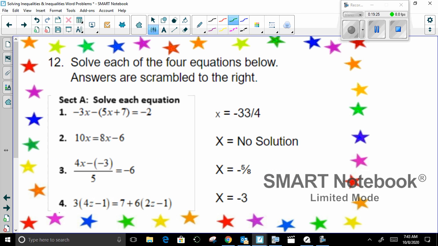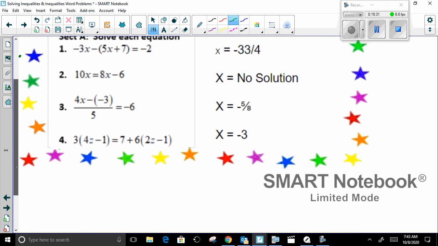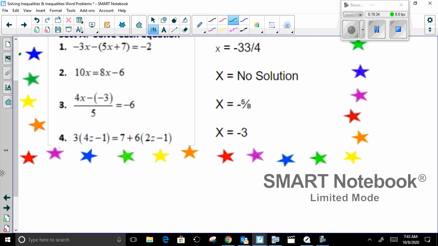All right, last question. You are needing to go ahead and solve a bunch of different things here, and then see what matches with what. So let's go ahead and solve this first one. I got a negative 1 there in front of the parentheses, so distribute that. Leave the negative 3x. Negative 1 times 5x is negative 5x. Negative 1 times 7 is negative 7.